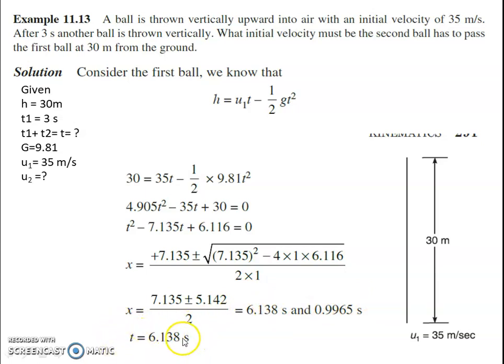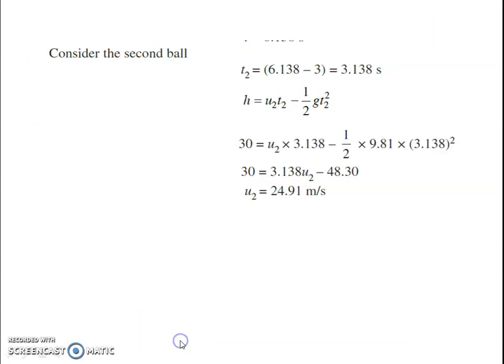The first ball reaches this 30 meter height at time 6.138 seconds total time. So the second ball also has to reach the same height at this time. So what might be its velocity? It is thrown after 3 seconds. So we will see now.